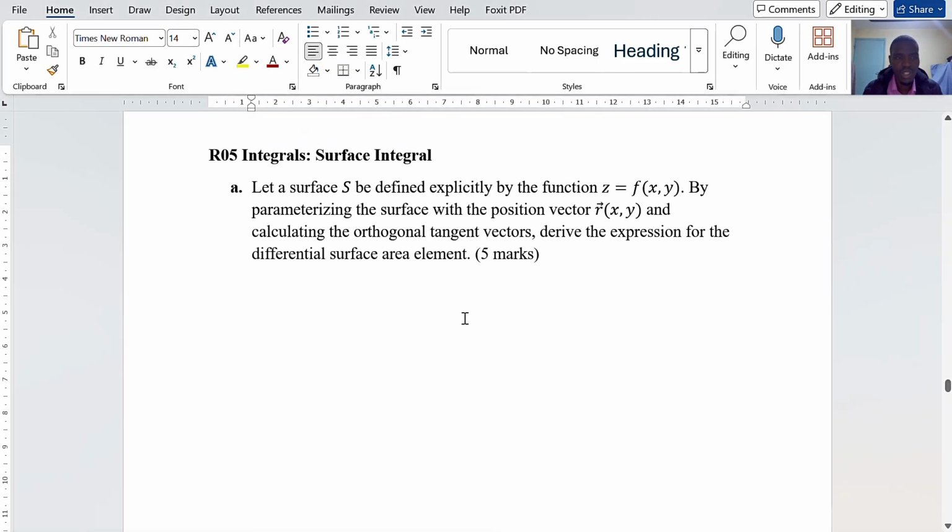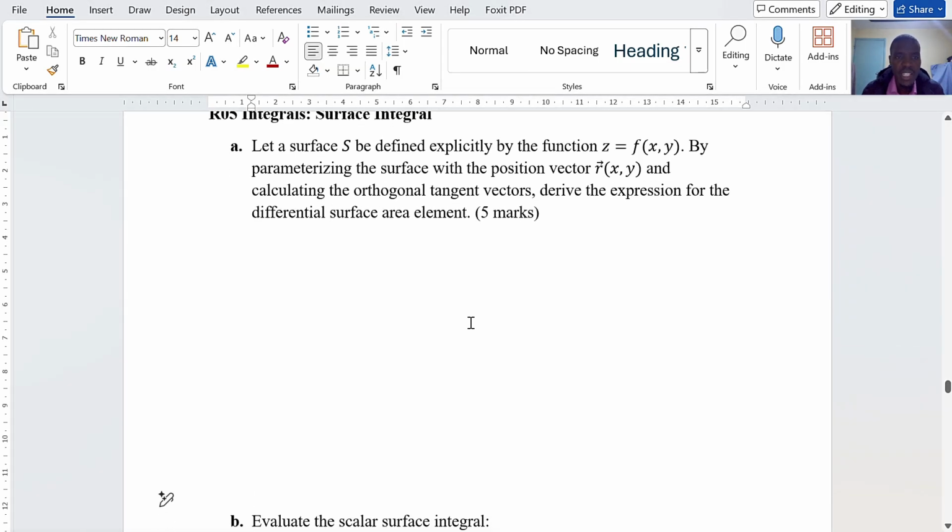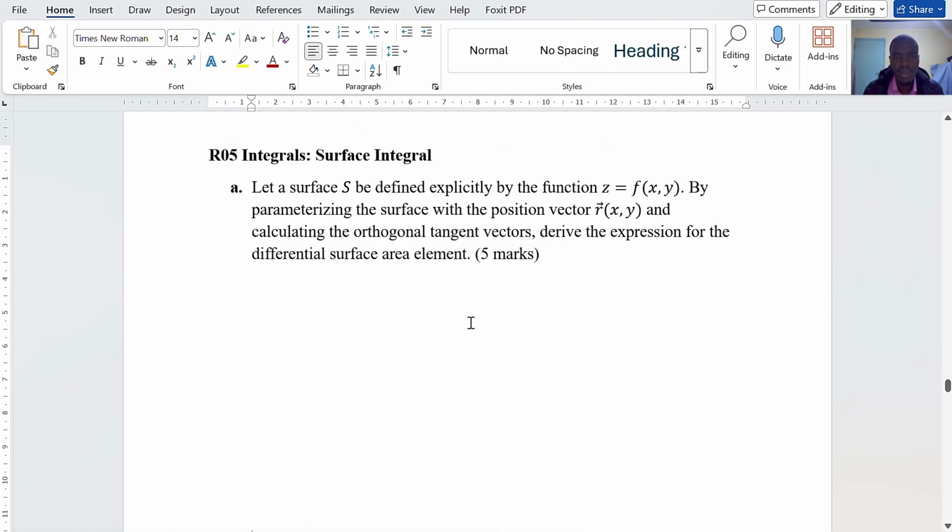Finding dS. So let a surface S be defined explicitly by the function z equals f(x,y), by parameterizing the surface with the position vector r(x,y) as a function of x and y, and calculating the orthogonal tangent vectors. Derive the expression for the differential surface area element.